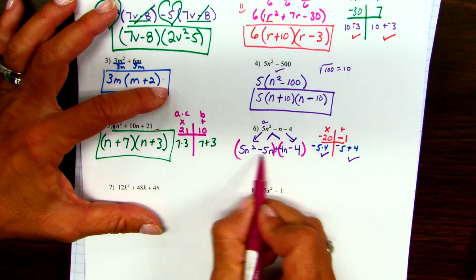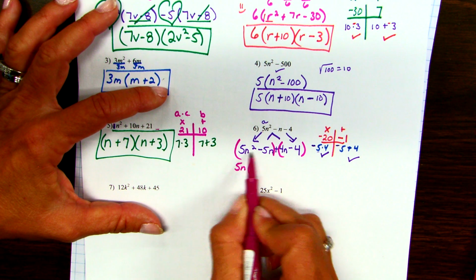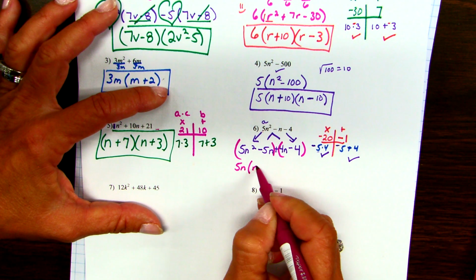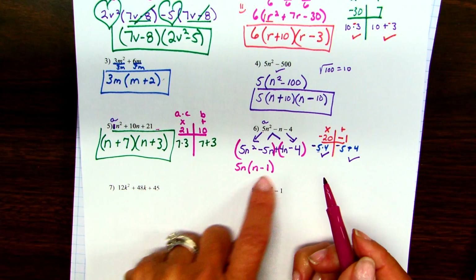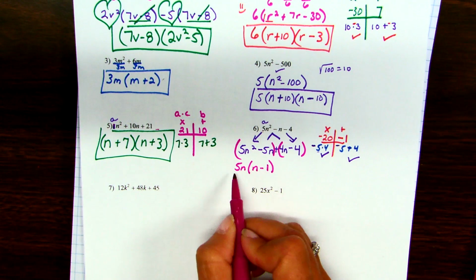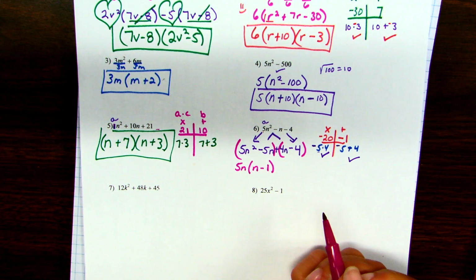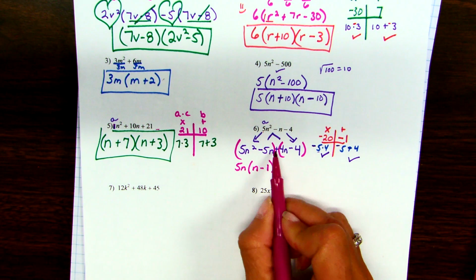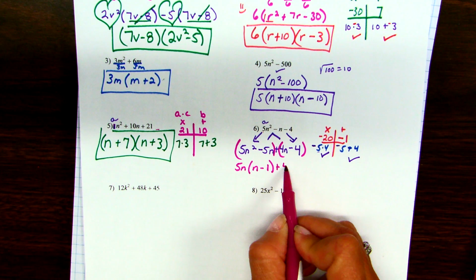Okay? So the GCF of the first two would be 5n. Divide both of those by 5n. I'd be left with n minus 1. You have to put something there. If I check this using the distributive property, I should get 5n. So 5n times n is 5n squared. 5n times negative 1 is negative 5n. Good. I'm going to bring that plus sign down. I can divide each of those by 4.